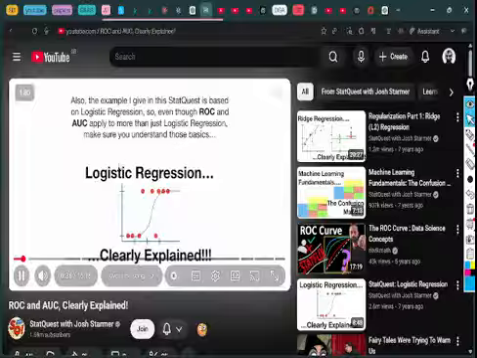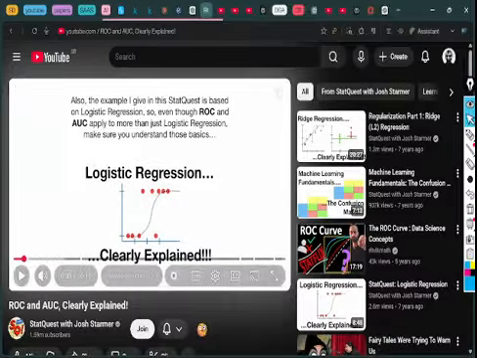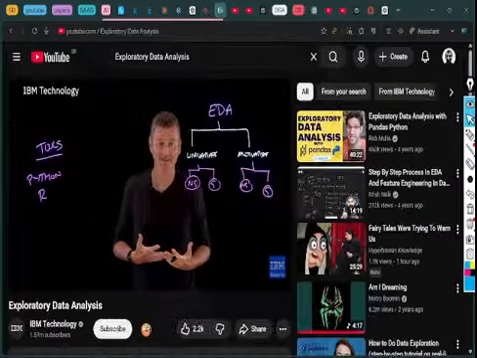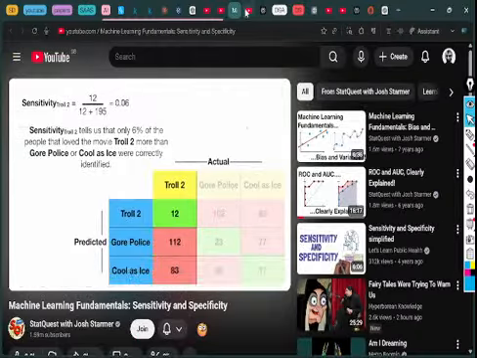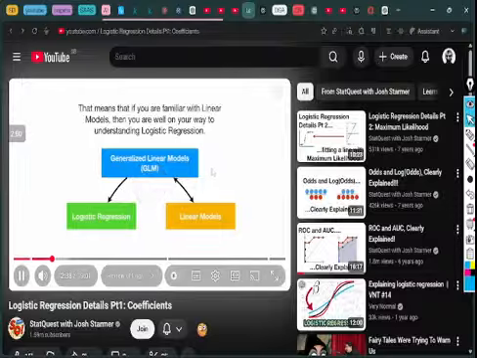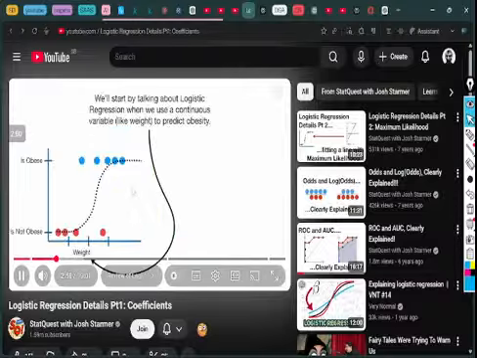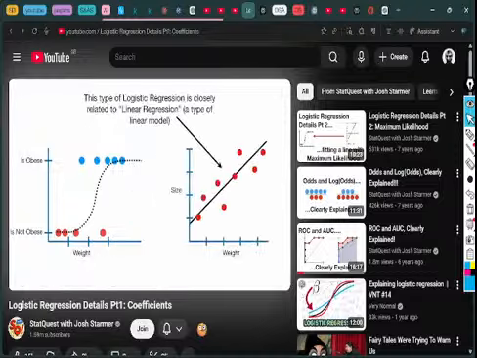Everything I cover in this StatQuest is based on logistic regression, so linear models come up in many StatQuests. That means that if you're familiar with linear models, then you're well on your way to understanding logistic regression. We'll start by talking about logistic regression when we use a continuous variable like weight to predict obesity. This type of logistic regression is closely related to linear regression, a type of linear model.